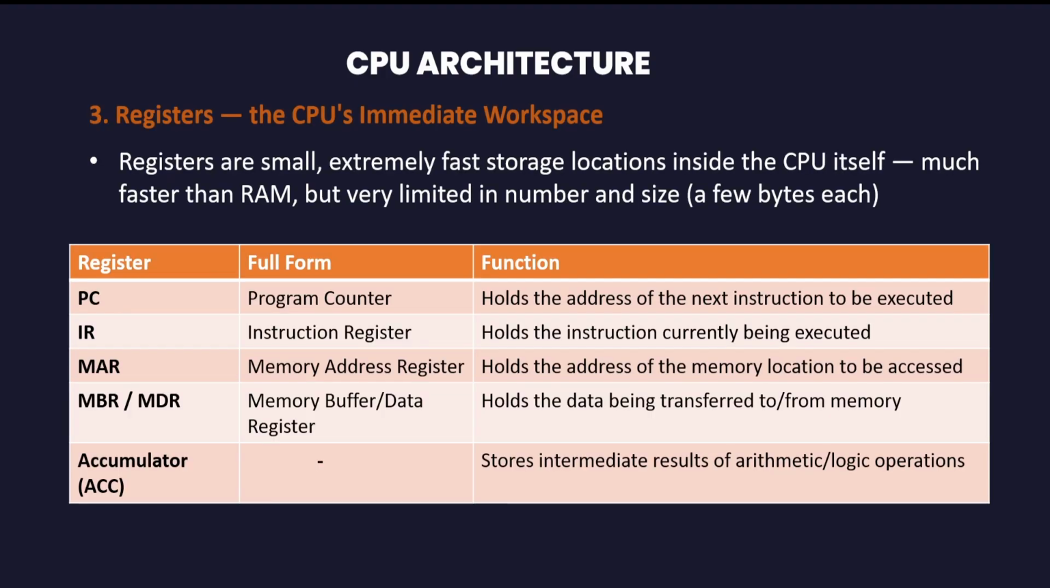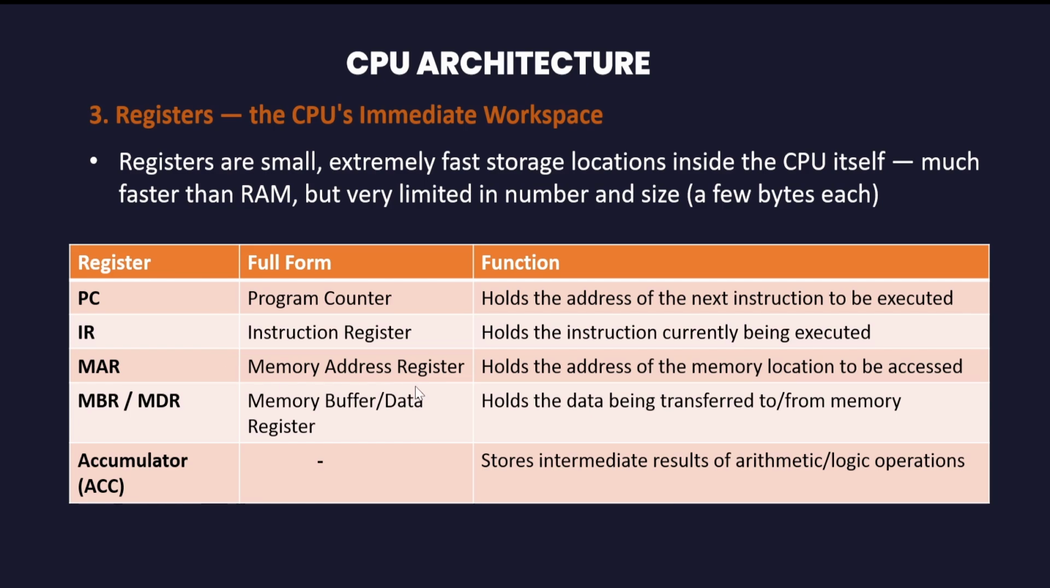Registers are small, extremely fast storage locations inside the CPU itself. They are much faster than RAM, but very limited in number and size. IBPS tests these registers the most. PC is program counter. It holds the address of the next instruction to be executed. IR is the instruction register. It holds the instruction currently being executed. A simple way to remember the distinction between PC and IR is: PC points to what's coming next. IR holds what's happening right now.